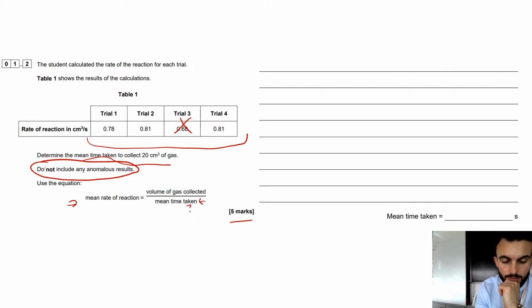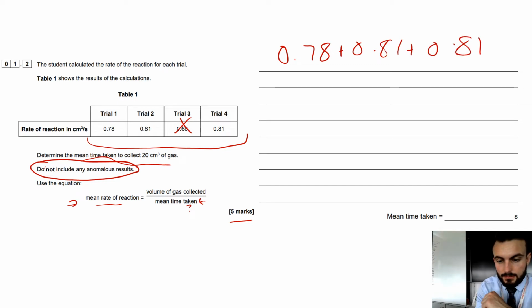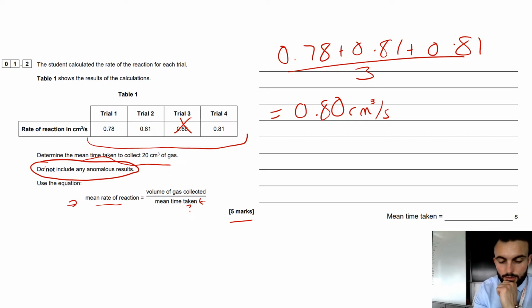So first thing we're going to need to do is work out the mean rate of reaction, which is add them all together, divide by however many there are. So 0.78 plus 0.81 plus 0.81 divided by 3, because we only did 3, we ignored that third one, and we get 0.80 centimeters cubed per second. That is our mean rate of reaction, and we need to work out the time.